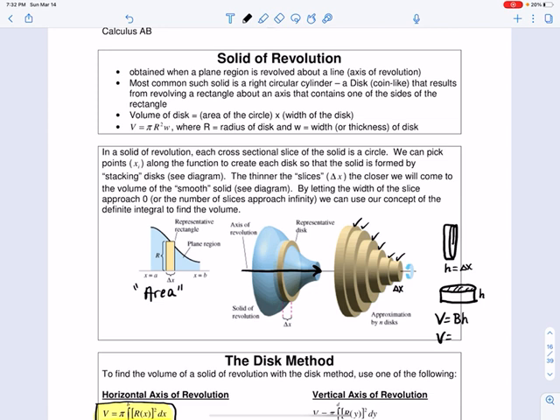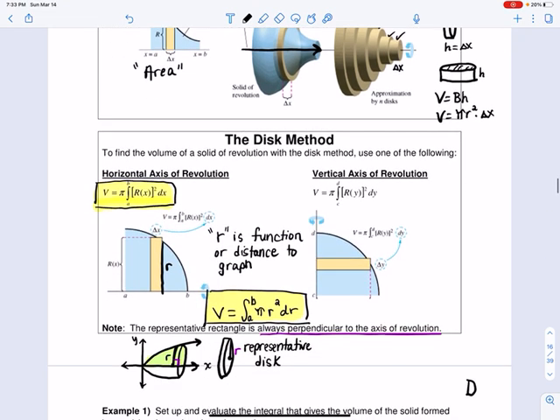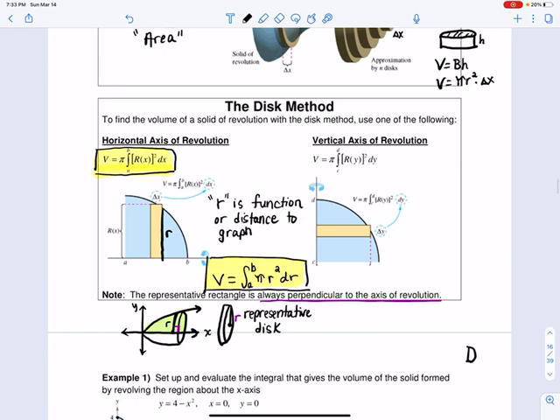So volume is area of the base. The base is a circle, so that's pi radius squared, times the height of the solid. So in this case, it's dx. So if we look at our calculus formula for the disk method, what I did was I took my geometric formula and I put it into an integrand. So notice I've got pi radius squared dr instead of dx, and everything is in terms of whatever the radius function might be. So r is the function or the distance to the graph.